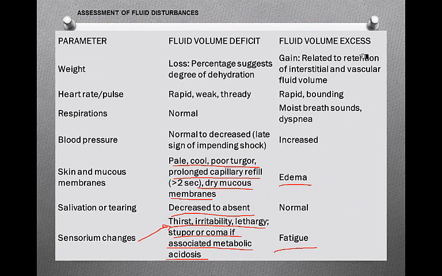And so why is that? With fluid volume excess, you're going to start having a backup of fluid in the lungs. That's where you get the moist breath sounds and dyspnea. And then the increased cardiac output is responsible for the rapid bounding pulse and the edema. Fatigue is caused by hypoxia and the increased stress on the heart. And then the blood pressure is obviously a reflection of the increased cardiac output.